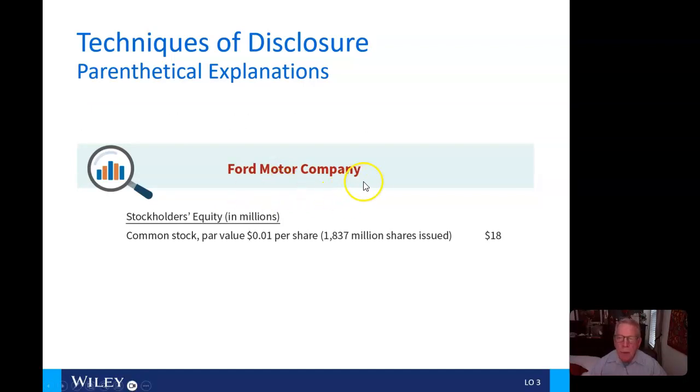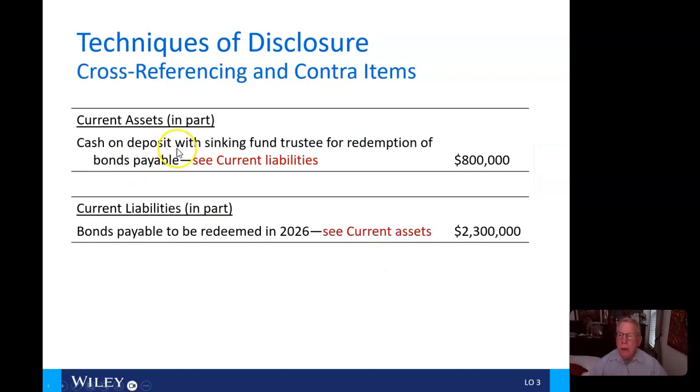Here's an example from the Ford Motor Company, and it shows common stock, pretty obvious there. Now it's going to show the current asset in part. We have cash on deposit with the sinking fund trustee for redemption of those bonds. See our current liabilities, $800,000. That would certainly affect your cash balance. Bonds payable to be redeemed in 2026, $2,300,000. So those are cross-referencing and contra items.